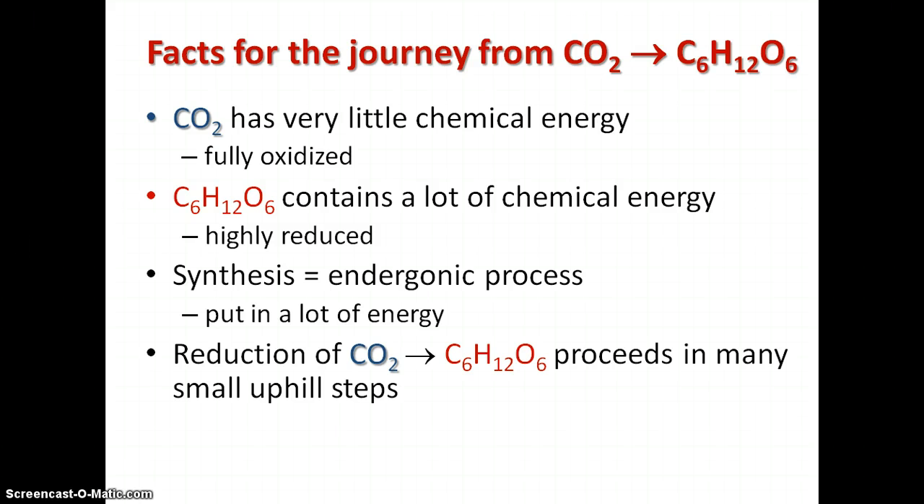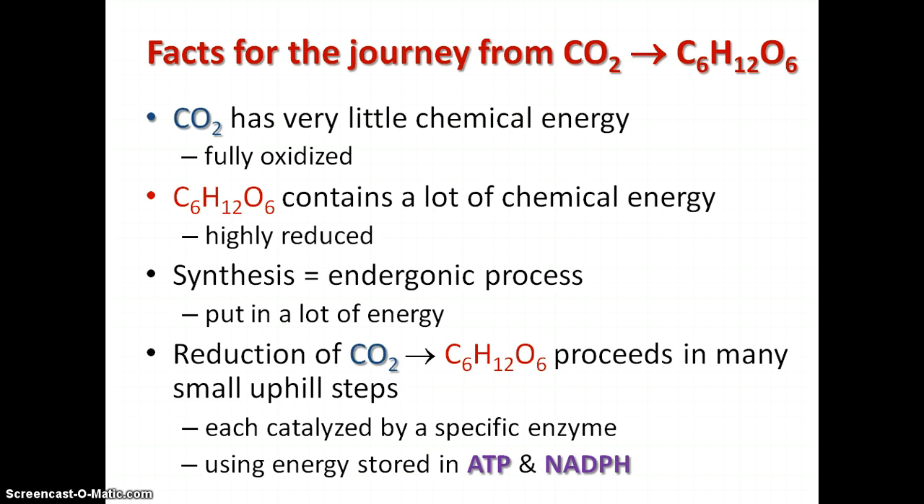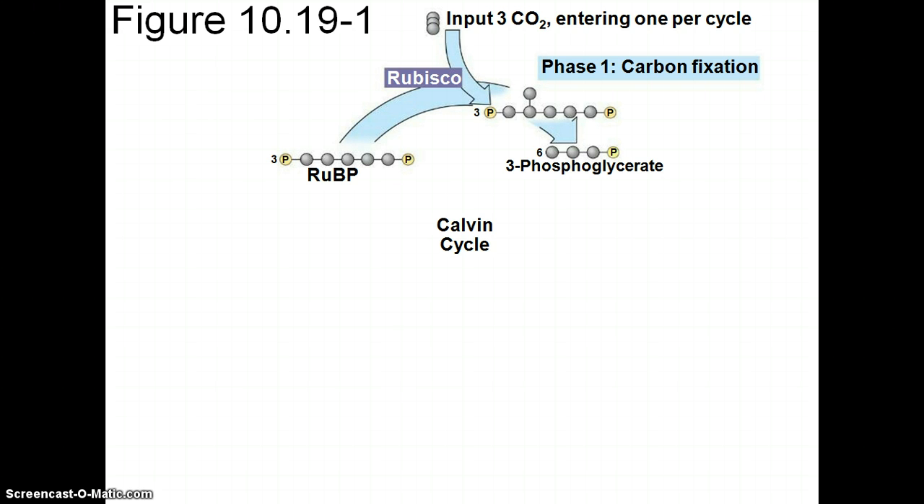So what happens in the Calvin cycle is we end up with a series of many small but uphill steps, meaning they require energy in order to proceed. That means in order to lower the activation energy for each of those steps, we're going to need the presence of a number of specific enzymes. And also we're going to need the energy that we have stored in the ATP and the NADPH from the light reaction.